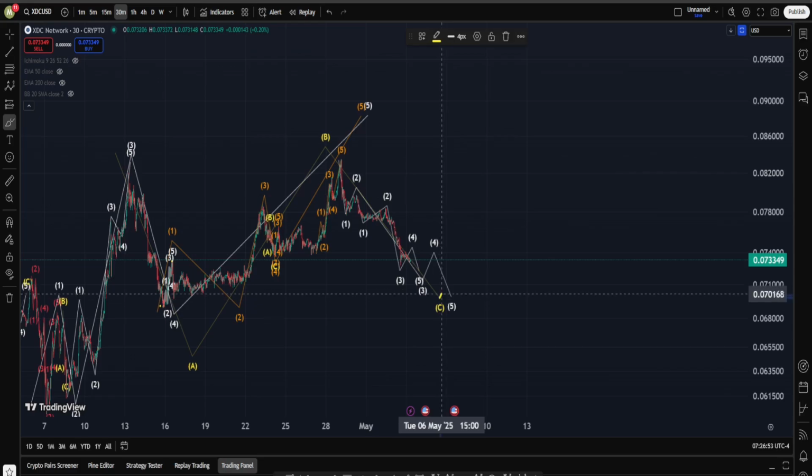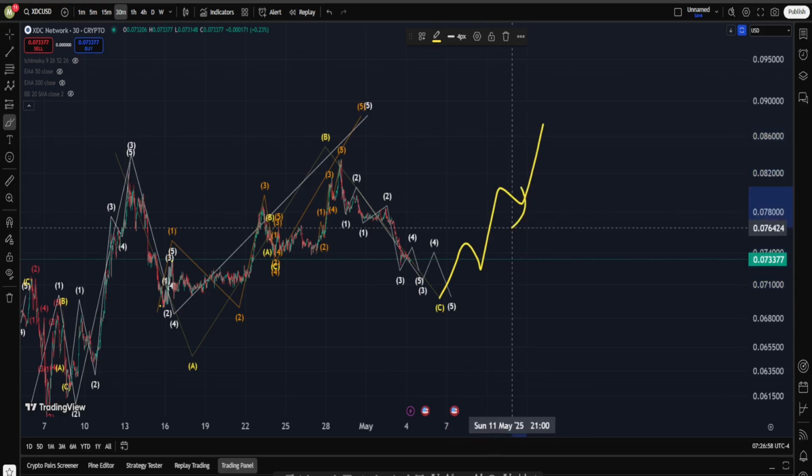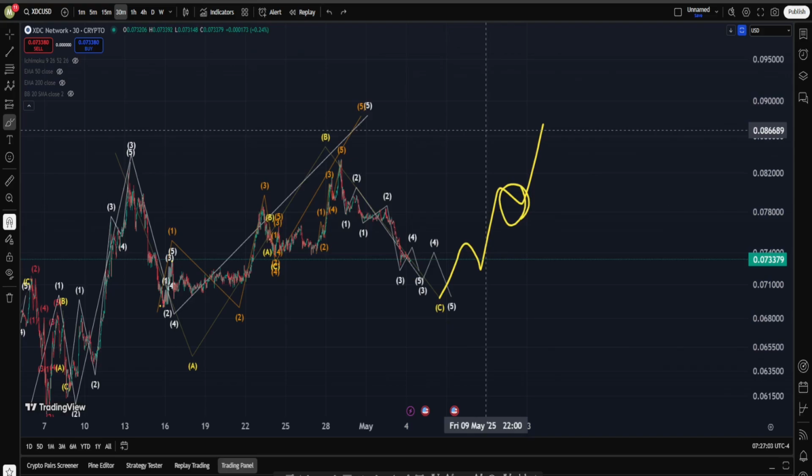Now, if this scenario is happening, then okay, in the next move that we are going to get, we're going to have an impulse, meaning a very strong move up without a lot of overlapping of the waves between our pullbacks. If this happens, it will be absolutely bullish.